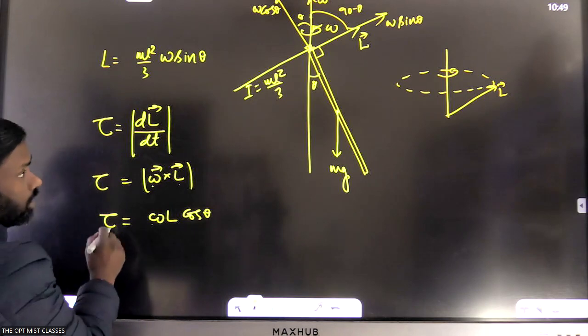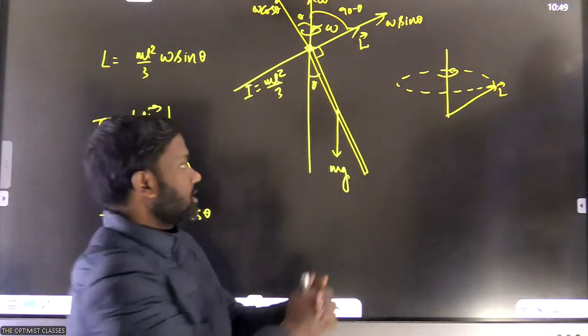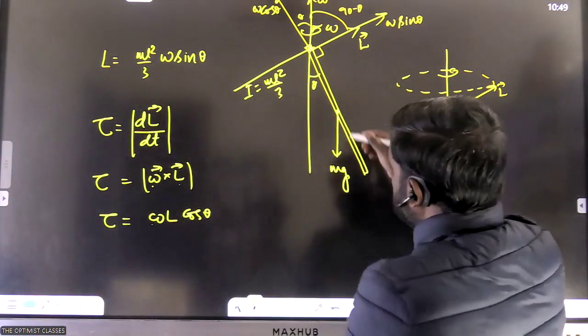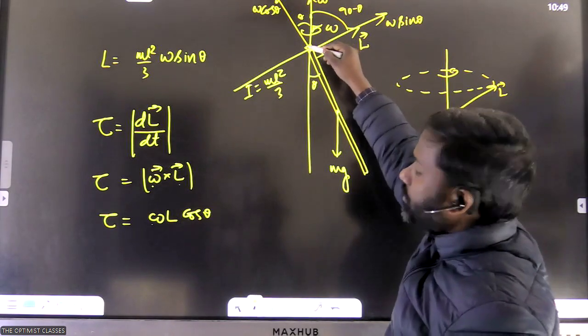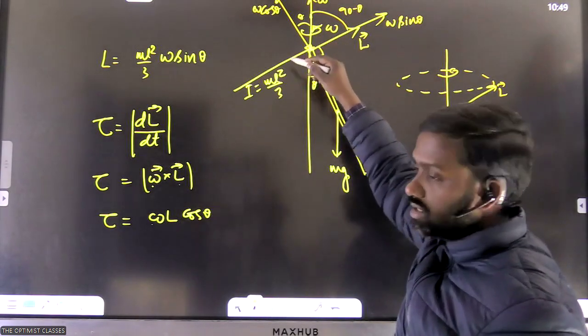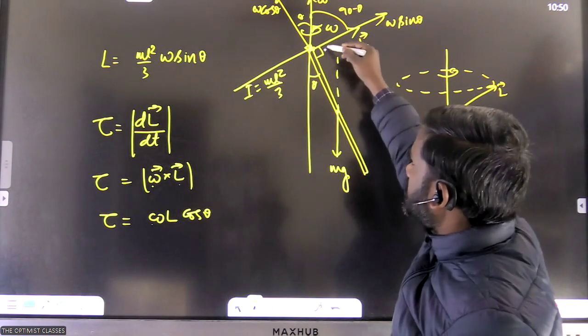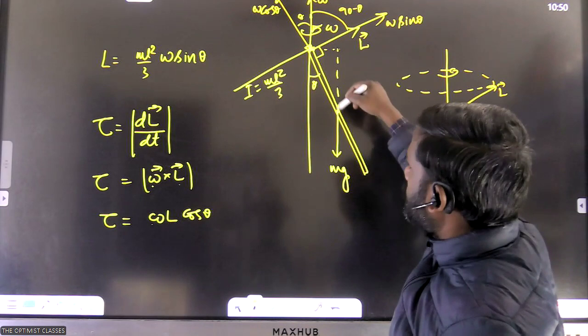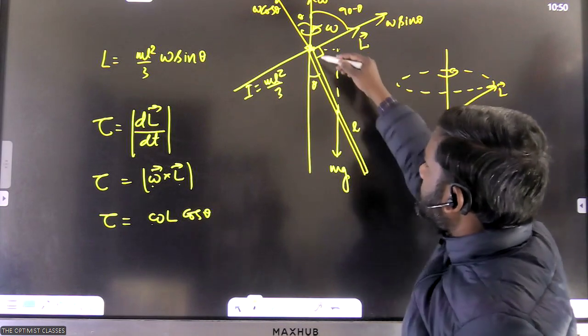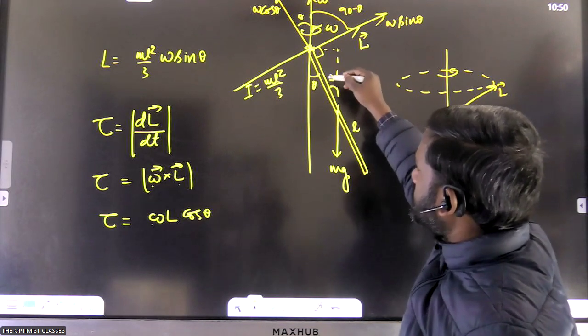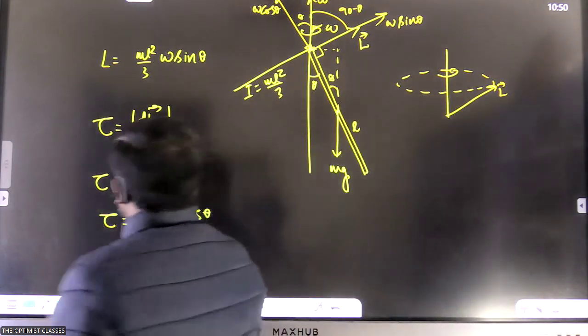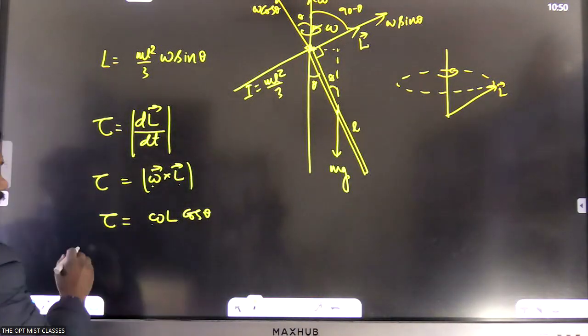Okay, now torque, if we calculate using force. One force that is acting on the rod is mg, and the other force will be from the hinge. So if we calculate torque about the hinge, we'll get mg, and the perpendicular distance from here will be L by 2, since the length is L. This angle is theta, so this perpendicular distance will be L by 2 sine theta.